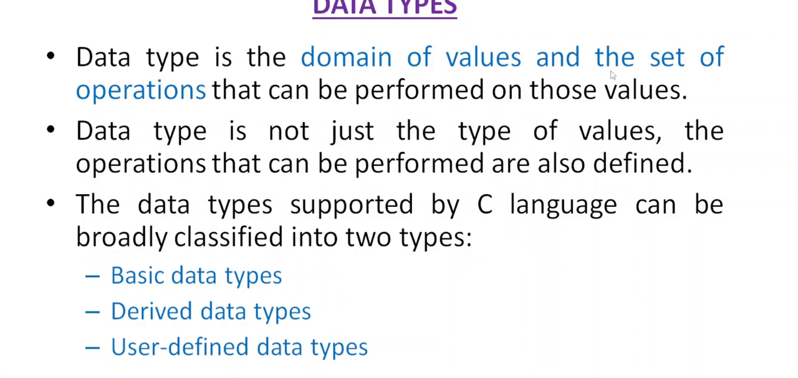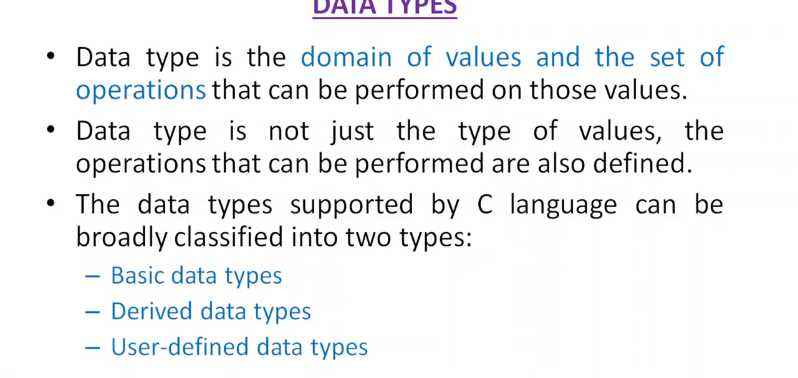And also the operations that can be performed. If they are integers, you can perform addition, subtraction, multiplication, etc. But you don't concatenate two integers, say 123 and 576, to form 123576. Concatenation is not permitted. If there are alphabets A, B, C, D, you don't perform numerical operations on them. So a data type is both the domain of values and the set of operations that can be performed on those values.